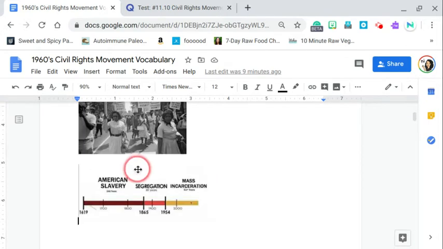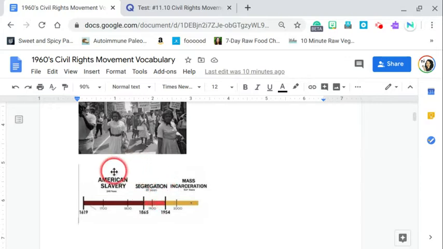I just want to make clear because through my years teaching, many students say that Dr. King and the civil rights movement was about slavery. It was not about slavery. Slavery had ended already. So if you see here, from 1619 all the way to 1865, after the U.S. Civil War, you have slavery. But slavery ends here. What they were protesting was segregation, racial segregation, not slavery.